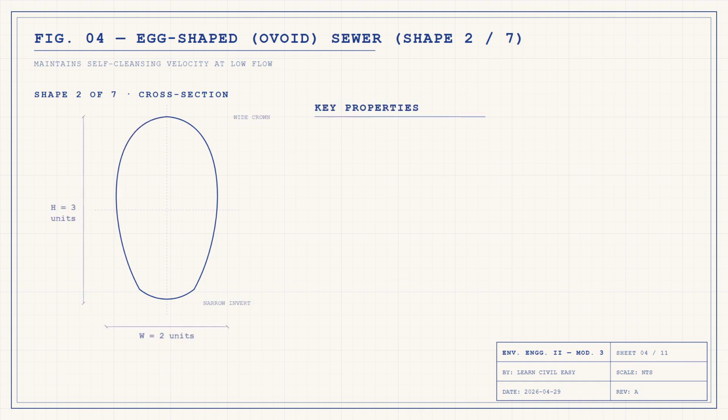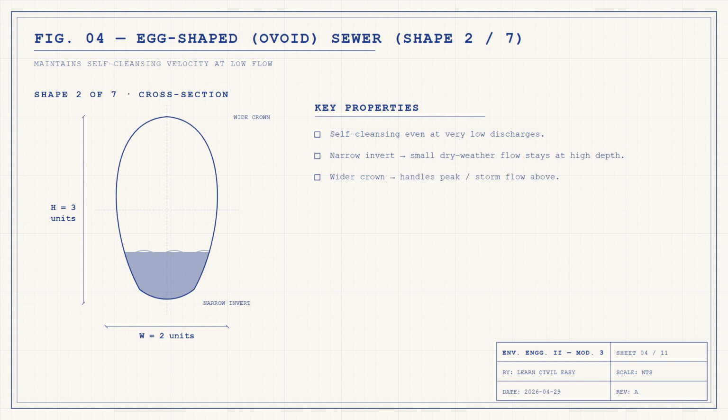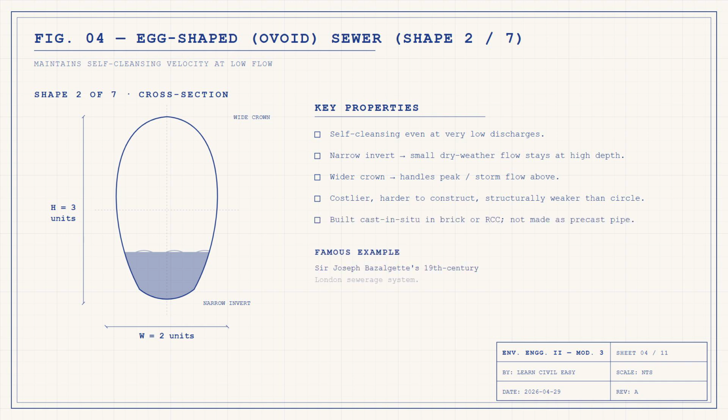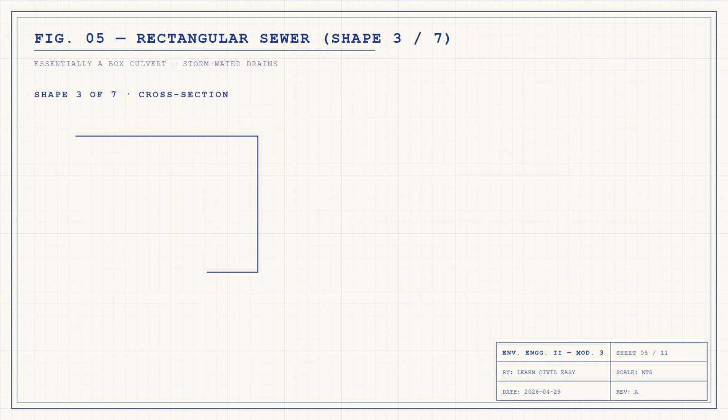To solve that low flow problem, engineers developed the egg-shaped or ovoid sewer. The narrow invert at the bottom keeps even small dry weather flows at a high depth, so the velocity stays self-cleansing. The wider crown above handles peak storm flow. The proportions are usually 2:3, width to height. Egg-shaped sewers are costlier and structurally weaker than circles, and they are not made as precast pipe. They are built cast in situ in brick or reinforced concrete. The famous example is Sir Joseph Bazalgette's 19th century London sewerage system.